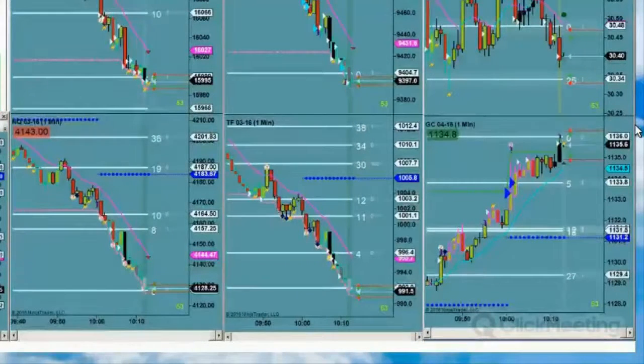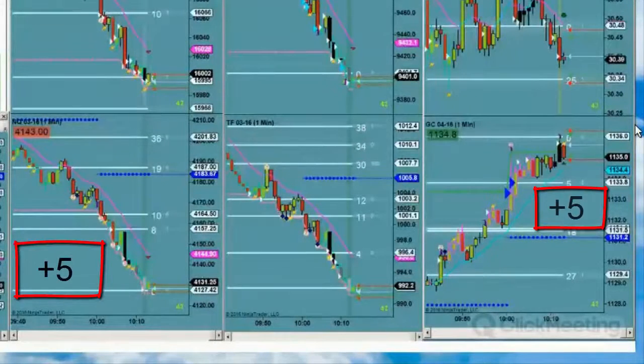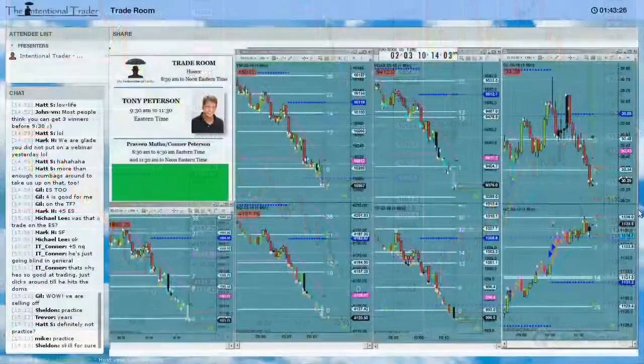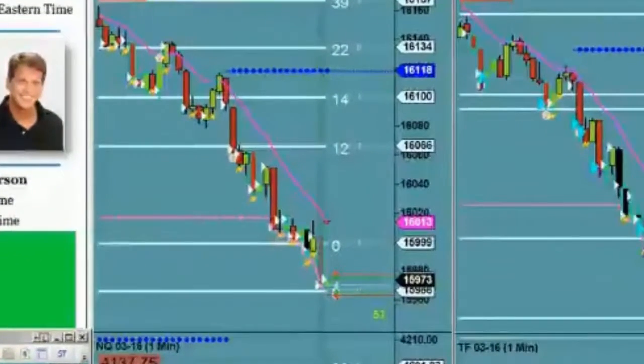All right, bought the NQ, sold the GC. +5 on the NQ. How does he do this so fast, they ask. All right, I bought the YM. Sorry, that was very fast. Didn't have time to say anything.